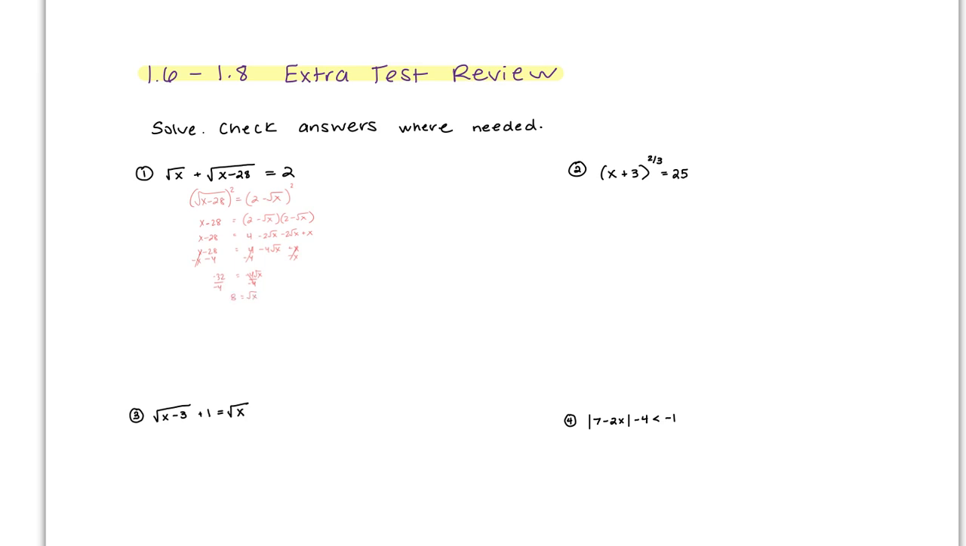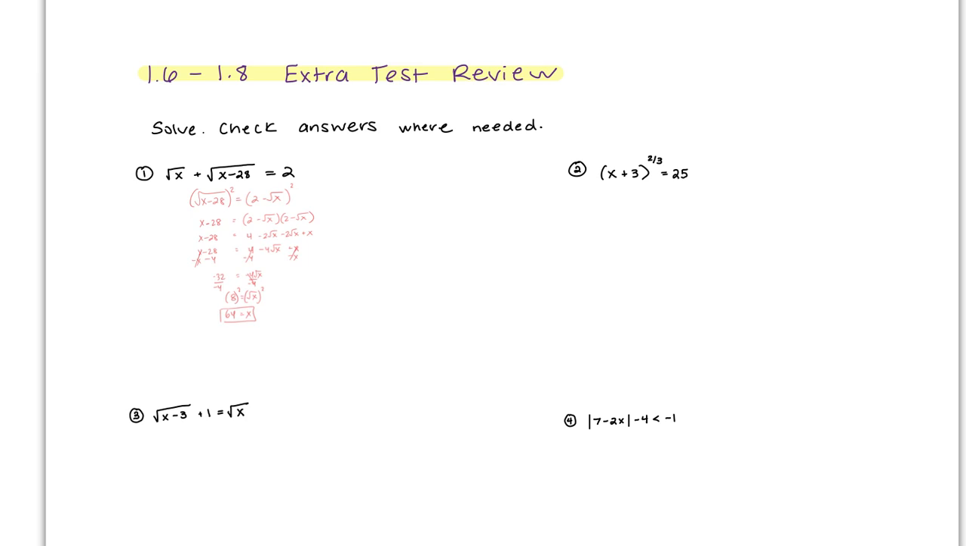So again, I don't want to know what radical x equals, I want to know what x equals. So I'm going to have to square that. So I do the same thing to the left. 8 squared is 64. So 64 equals x, or x equals 64. Now, I have to check this answer, because I always have to check answers when there are variables in the denominator or when it's in a radical.